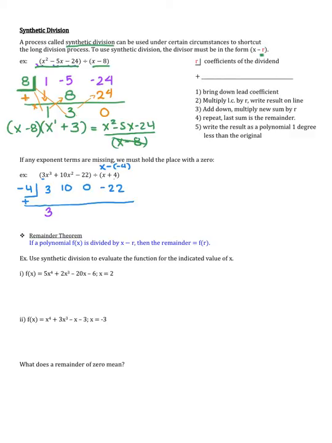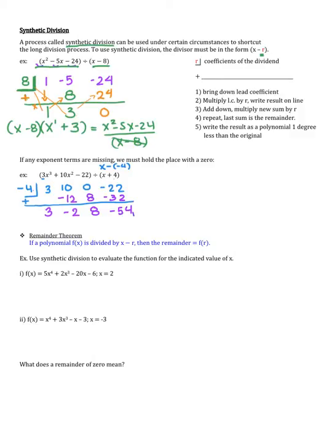Then we're going to multiply, add, multiply, add. So 3 times negative 4 is a negative 12. Add those together gives me a negative 2. Negative 2 times a negative 4 is a positive 8. Add those together, you get 8. 8 times negative 4 is a negative 32. Add those together, and we get a negative 54.